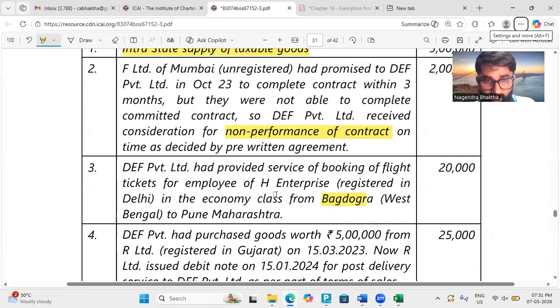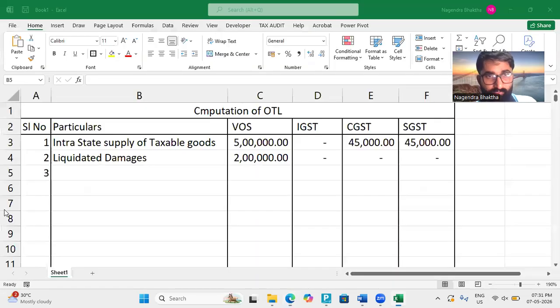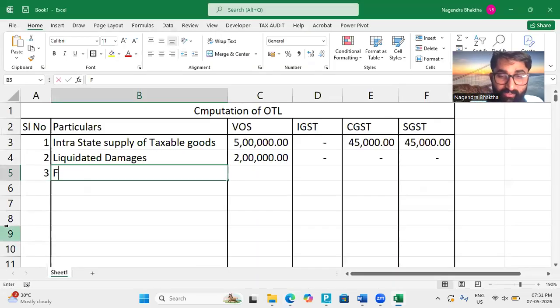So now, H Enterprises, she provided service of flight booking service, flight ticket booking services for the employees of H registered in Delhi. Delhi. That means it is IGST it is. Correct. This is actually IGST. Okay. Now, right. Flight booking, flight ticket booking services.